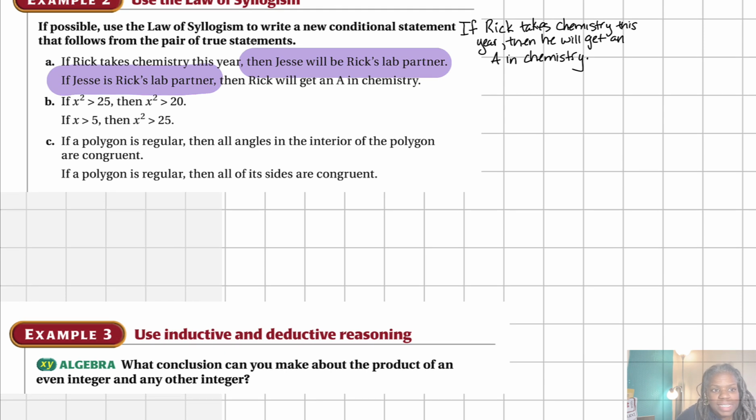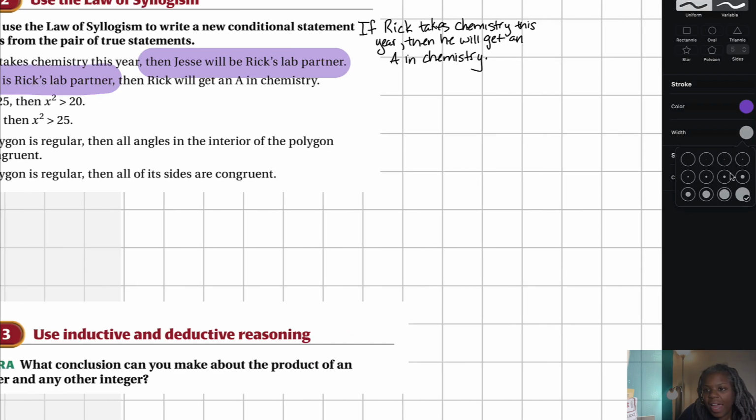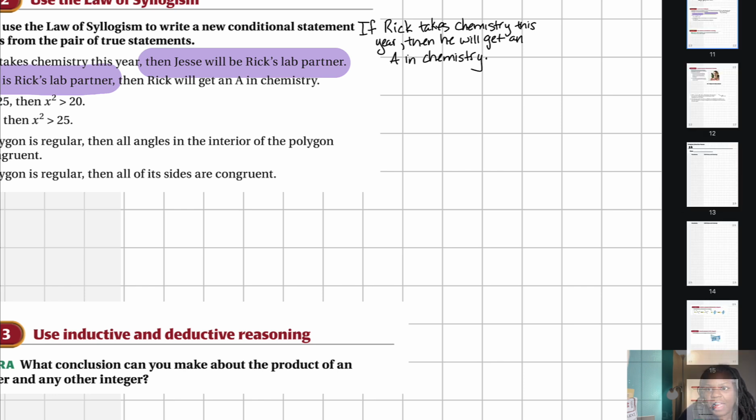Part B, it says that if we have a situation where x squared is greater than 25, then x squared is also greater than 20. And then another statement that says if x is greater than 5, then x squared is greater than 25. Woo, right? Again, we're looking for that pattern, y'all. So the pattern is that we want to see that the hypothesis of one statement is the conclusion of another one. And so I'm going to point that out to us in just a minute.